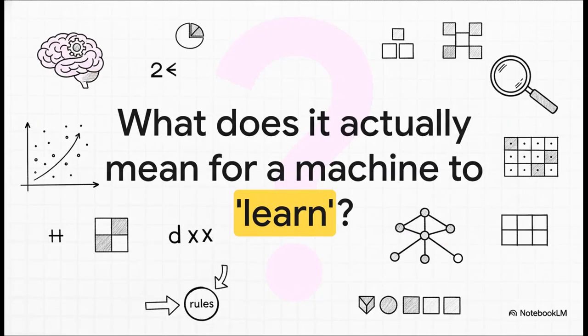What does it really mean for a machine to learn? And I'm not talking about science fiction robots. In reality, it's this powerful process of trial and error, all of it driven by data. It's about finding patterns and just getting a little bit better, over and over again. And it all starts with learning some pretty basic rules.